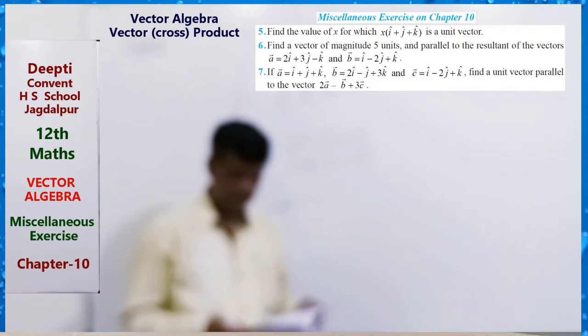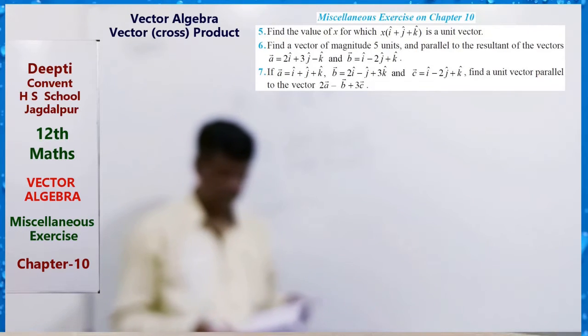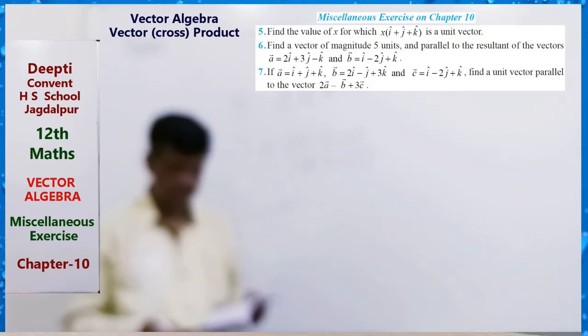Show that the points A, B, C are collinear and find the ratio in which B divides AC.